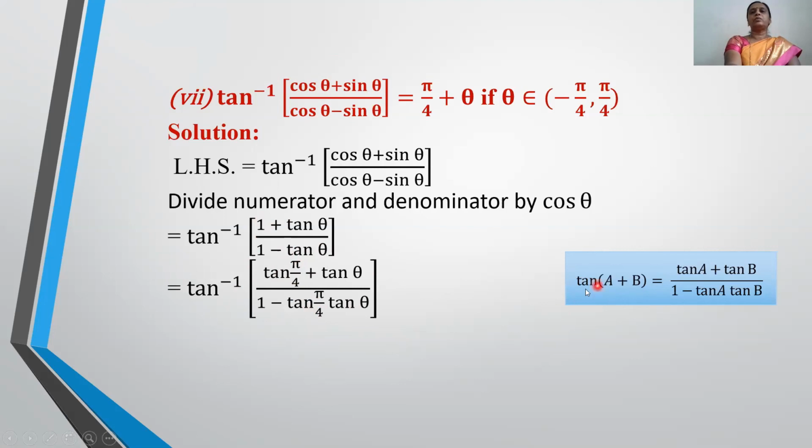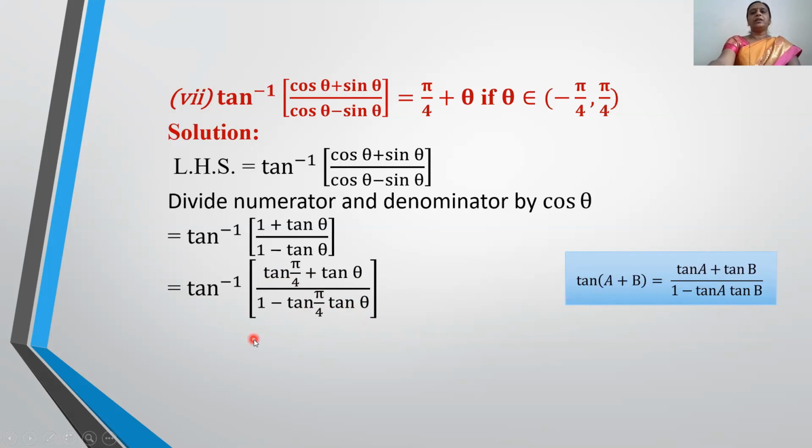Because we know the formula for tan a plus b, that is tan a plus tan b divided by 1 minus tan a tan b. If here is tan a, then that comes in the product of tan b. Therefore, we are keeping here tan pi by 4 plus tan theta divided by 1 minus tan pi by 4 into tan theta. Not for this one, but here 1 is in the product of tan theta. Therefore, we are keeping here tan pi by 4 to use this formula in the next step.